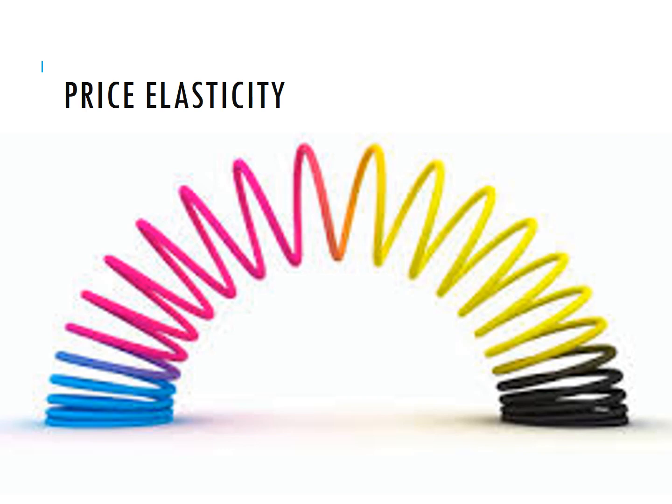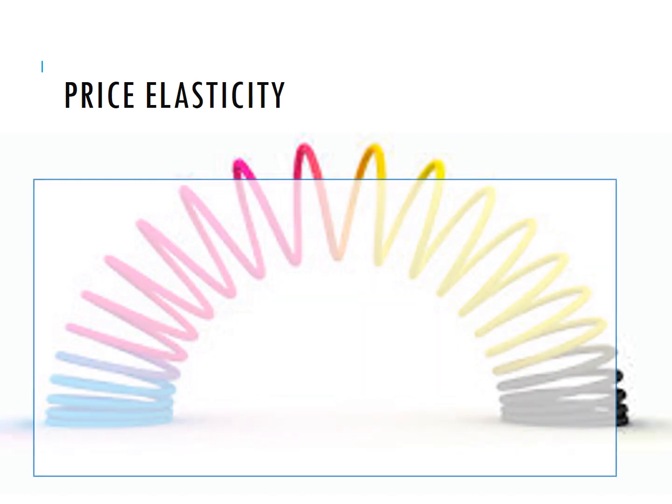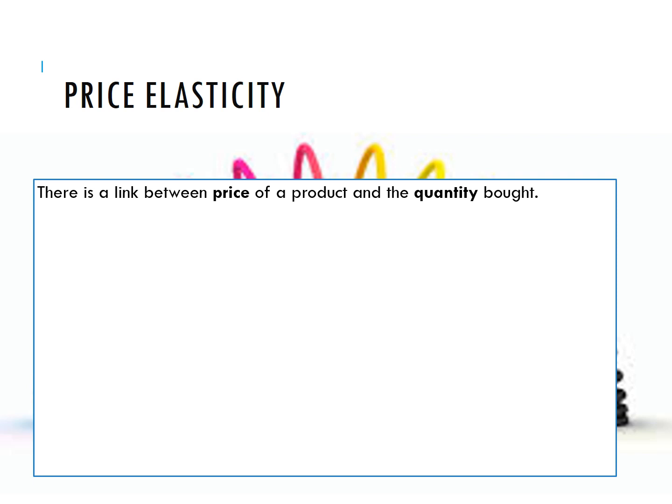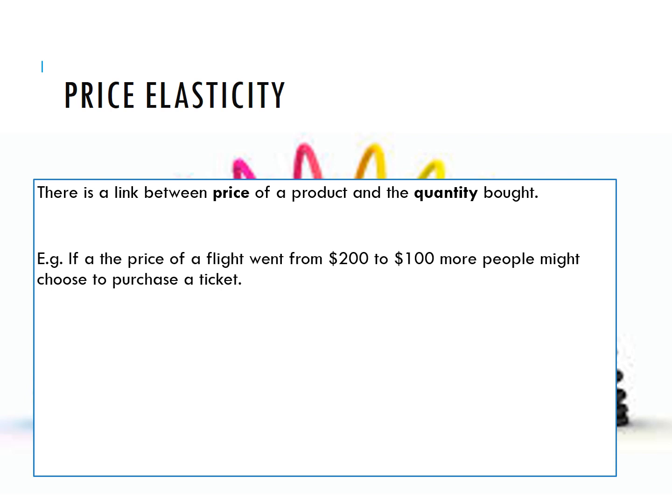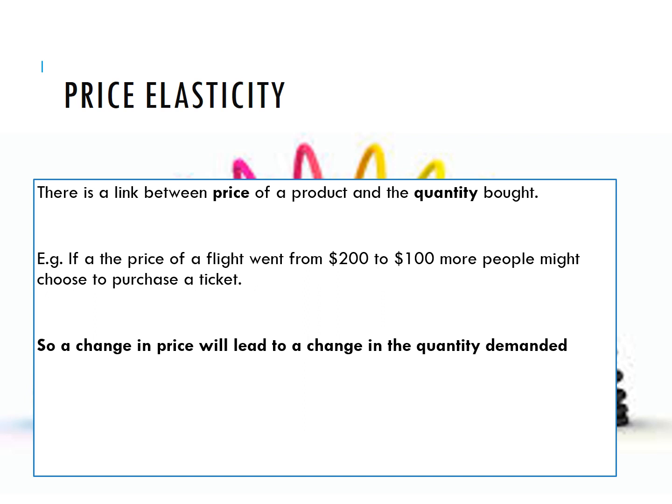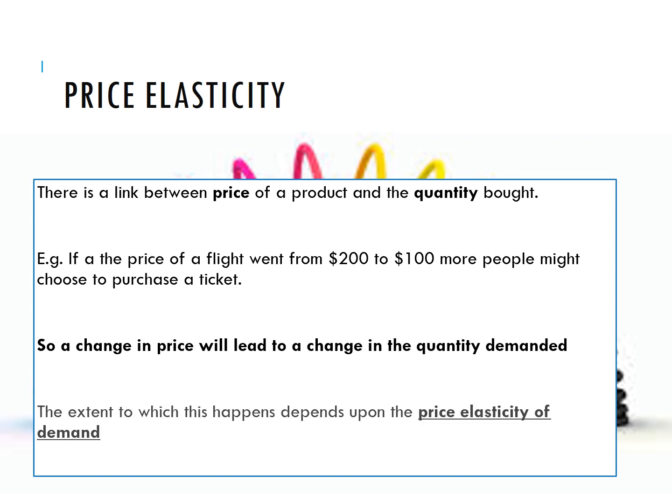So let's first of all, what do we mean by price elasticity? Well, as we've established, there is a link between the price of a product and the quantity that people buy. So for example, if the price of a flight went from $200 to $100, we might expect more people to choose to purchase a ticket. So a change in price will lead to a change in the quantity demanded. Now what we're interested in here is the extent to which this happens. So how much more will demand increase by? And the concept of price elasticity of demand gives us the answer to this question.